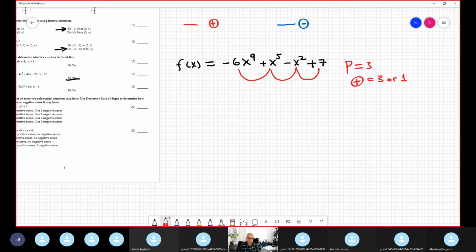Now I make a reflection. When you make the reflection of a polynomial to investigate the negative part, remember, the terms that contain an odd exponent change sign, but the terms that contain an even exponent stay the same. Makes sense, right?